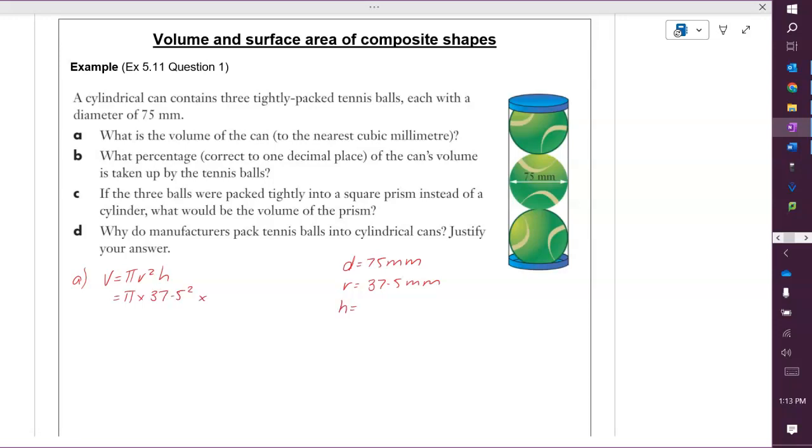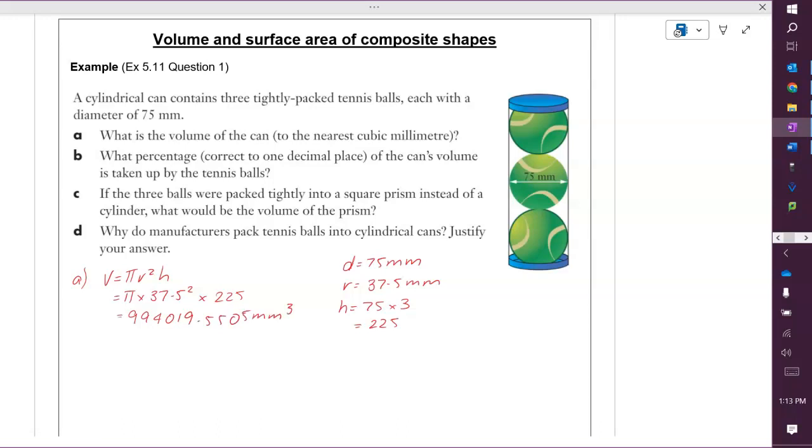Then we also need our height. If you think our diameter also goes this way, our height is going to be 75 times 3, which gives us 225. And that would then give us, again, quite a large number because we're working with millimeters.